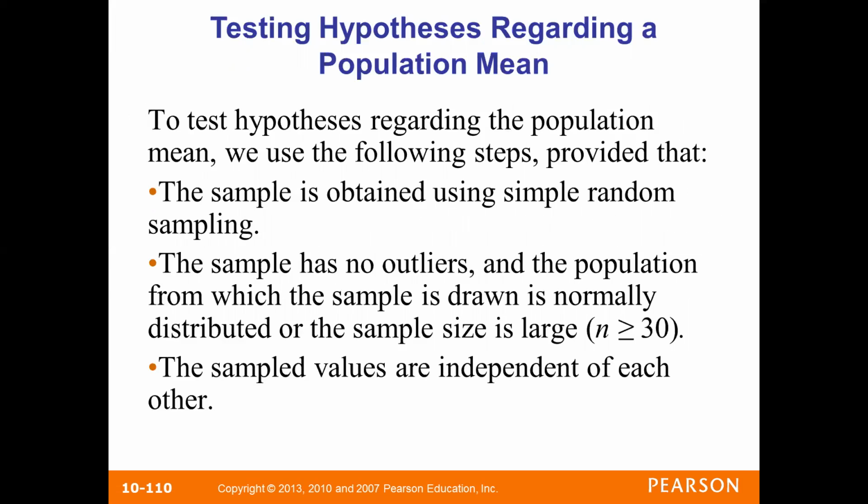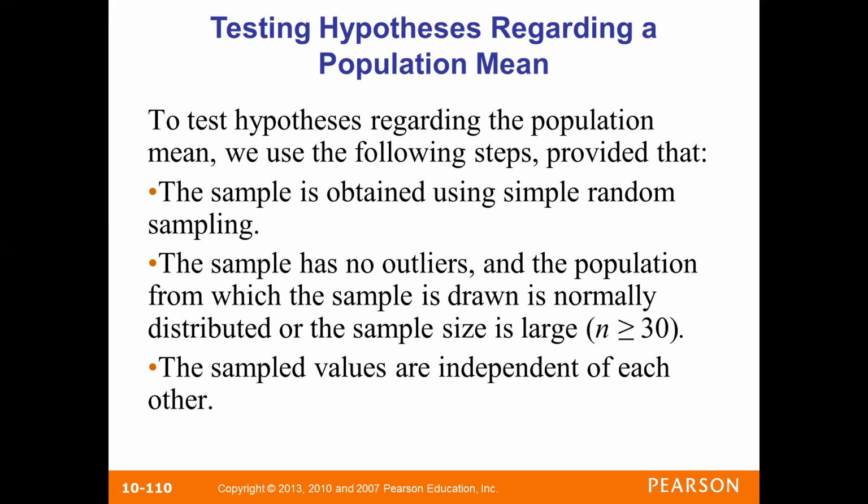In order for us to test a hypothesis about the population mean, we're going to use that t-distribution and its properties to help us come up with the likelihood of observing a sample, assuming that the null hypothesis is true.